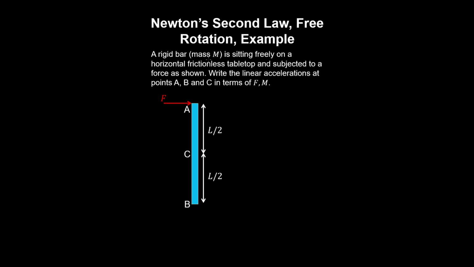A rigid bar is sitting freely on a horizontal frictionless tabletop and subjected to a force as shown. Write the linear accelerations at the following points in terms of the force and the mass of the bar. So this problem tells us that the force of weight and the normal force act in and out of the plane. So that means the bar is in equilibrium in the z direction. Now applying Newton's second law in the horizontal direction, we have the force is equal to the mass times the acceleration of the center of mass, and that gives us the acceleration of the center of mass due to translation.